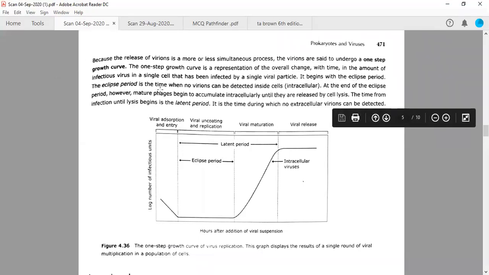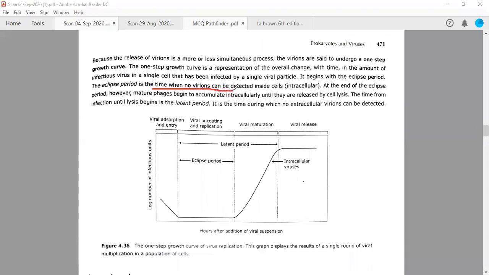So the eclipse period is a time, please underline this, when no virus or variant can be detected inside a cell, intracellular. It means inside the cell there is no virus, because it will release its genome and the capsid region is being destroyed, or there is decapping. At the end of the eclipse period, however, the mature particles begin to accumulate intracellularly until they are released by cell lysis. After this eclipse period, the number of viral particles will start increasing. They will start assembling themselves within the bacterial cell. So this is intracellular. This latent period actually involves the eclipse period, but the eclipse period is the period in which there is no visible growth, or you cannot detect any virus inside the bacterial cell, intracellular.